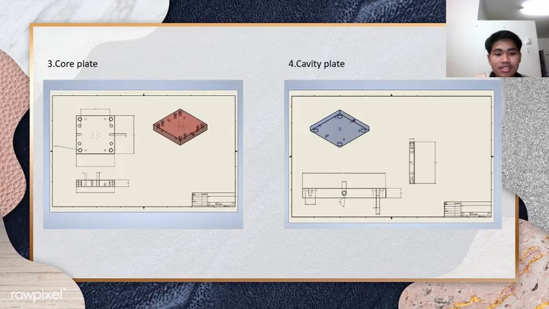So next is the core plate. The core plate projects into the cavity plate and creates hollow portions in the plastic component. The next one is the cavity plate. The cavity plate is used to create a cavity via a gap that will be filled with the material that we use, which is plastic.